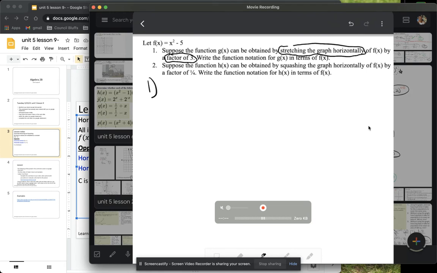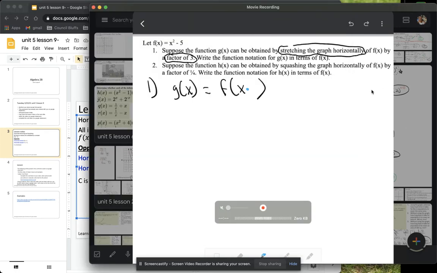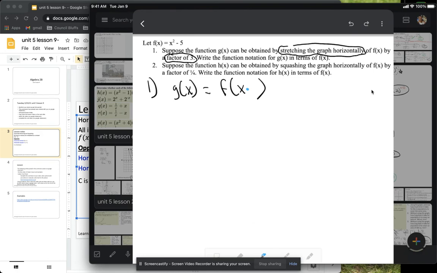So what do I mean by that? I mean I'm going to write g of x equals f of x, okay? And I'm going to do the multiplication inside the parentheses, but instead of writing multiply by 3, I'm going to write the opposite of that because that's what the lesson notes say. So the opposite of multiplying by 3 is actually multiplying by 1/3. I'll say it one more time. The opposite of multiplying by 3 is multiplying by 1/3.